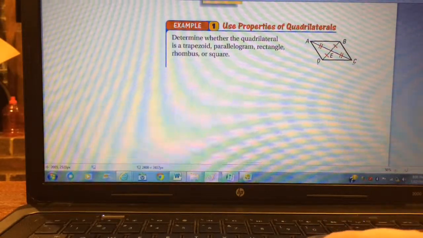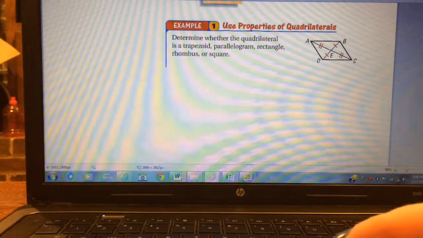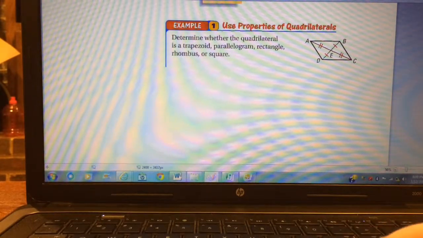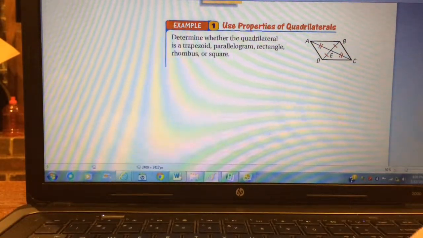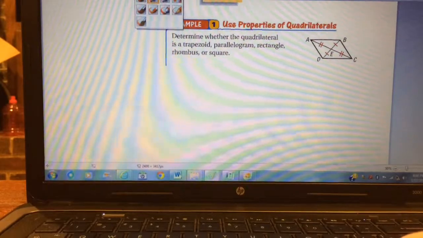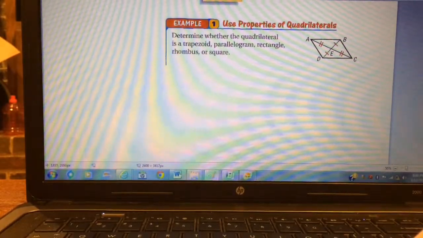AE is congruent to EC, and BE is congruent to ED. So I know right after that it is a special type of parallelogram. I can eliminate a couple of these. I can eliminate a rectangle.